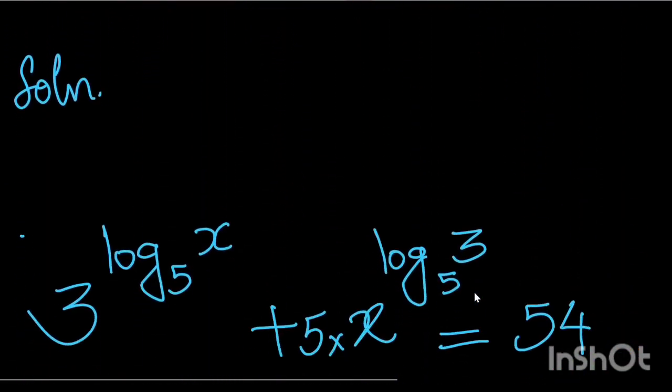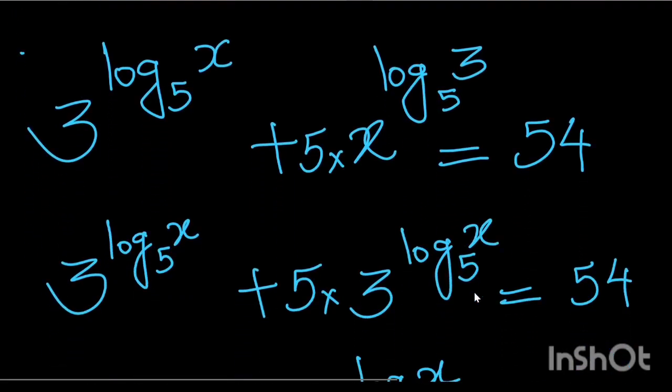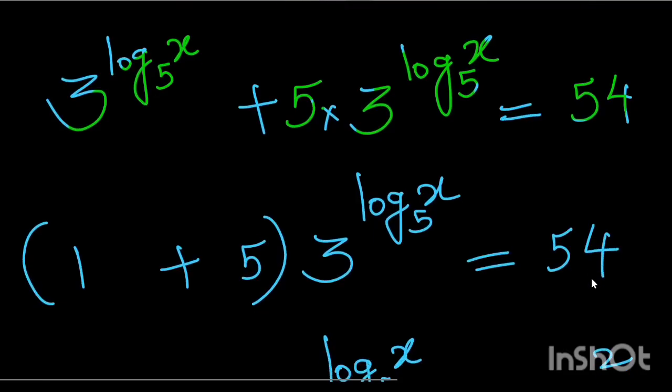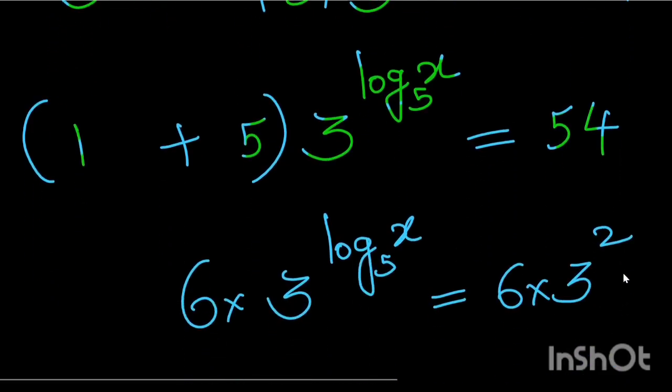So the solution: as I said, for the second term we will use the property that 3 and x will be interchanged, so it becomes 3 to the power log x base 5. The other terms stay as they are: first as it is, 5 multiplication as it is, 54. Now this 3 to the power log x base 5 we will take common, so we are left with 1 here and 5 here. 54 we will write in the next step as 6 into 3 square.